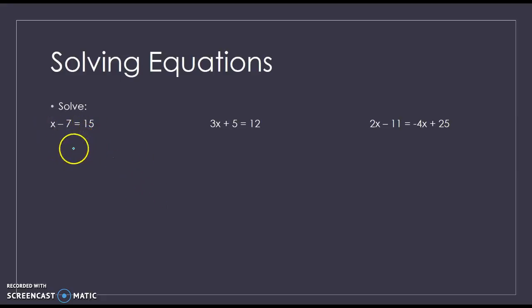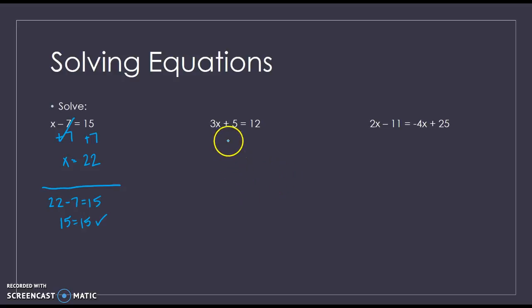So for example, x minus 7 equals 15. I'm going to add 7 to both sides to get that x by itself. So then x equals 22. Remember, you can always check your work by plugging it back in. So if I plug in 22 for x, I end up with 22 minus 7 equals 15. 22 minus 7 is 15.